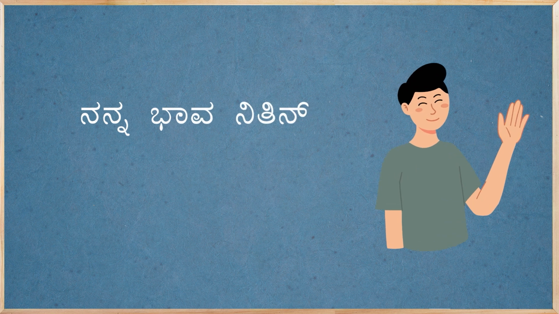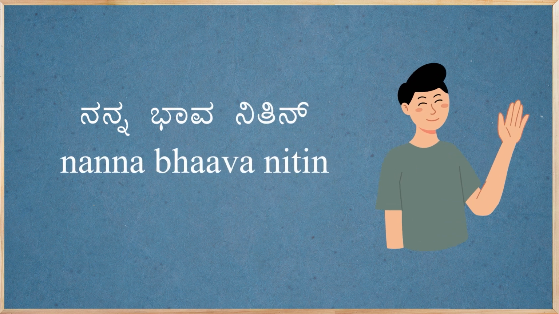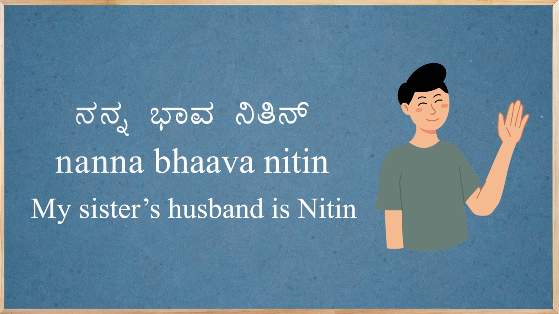Brother-in-law, sister's husband. Bava. Bava in Kannada means your sister's husband. This term is used to describe the relationship with your sister's spouse. For example, Nanna Bava Nitin. Nanna Bava Nitin means my sister's husband is Nitin.